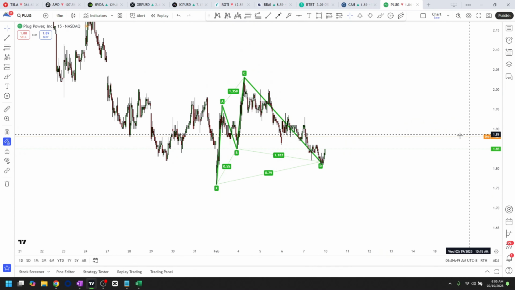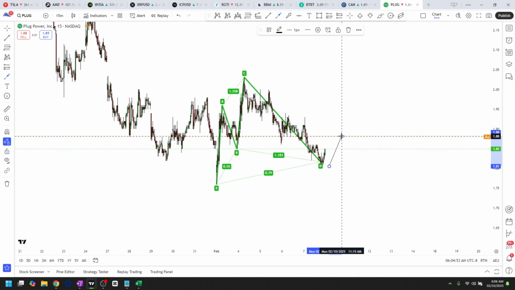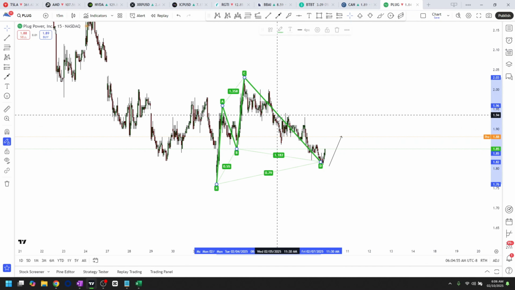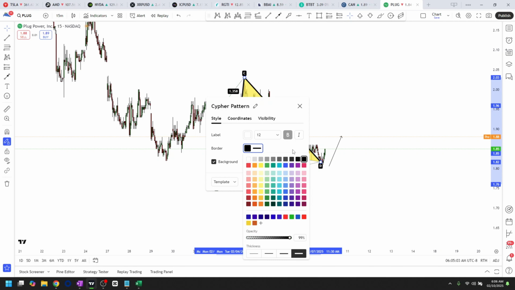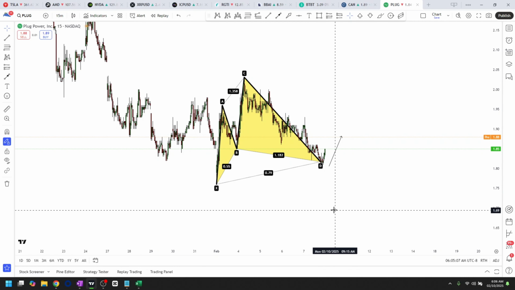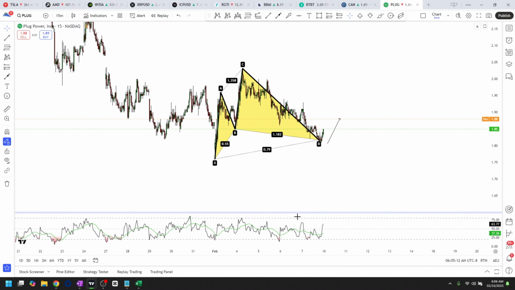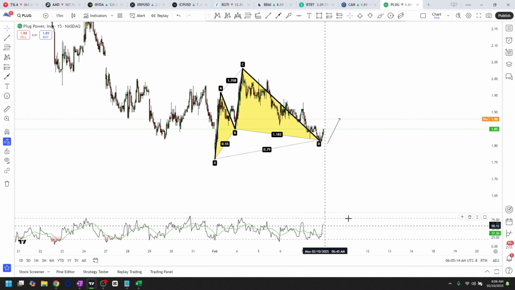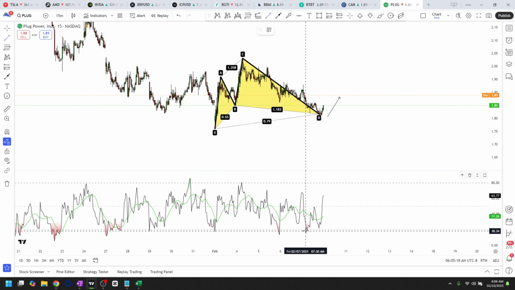And you see it reacting. Price is already at 188. So that's pretty dope. Filled the Cypher on the dot, on the money. Oversold like it should have been. Bullish divergence. It doesn't really get too much better than this, people, to be honest with you.